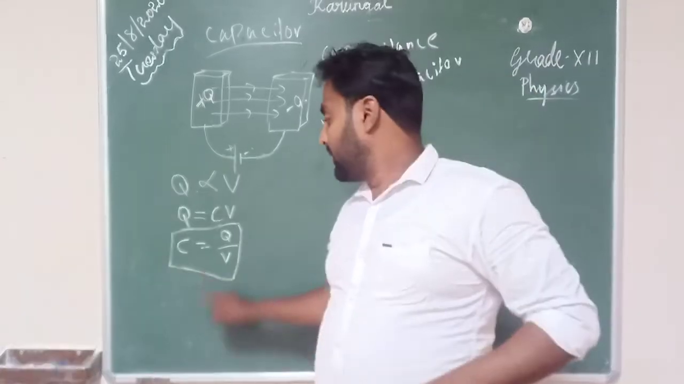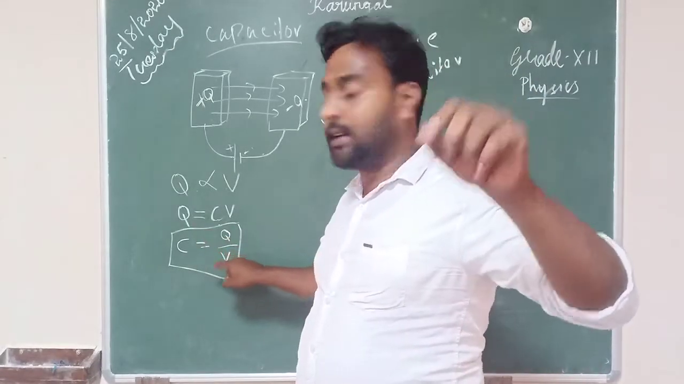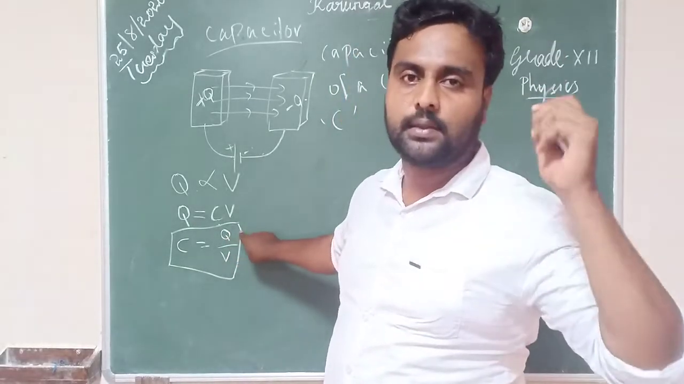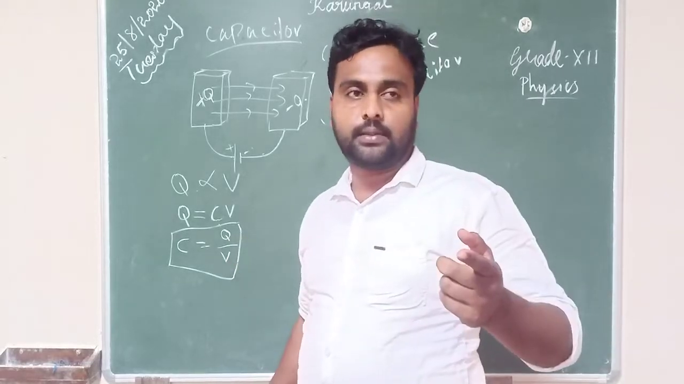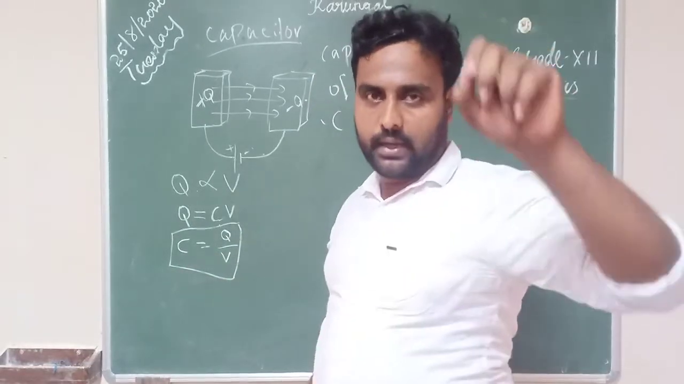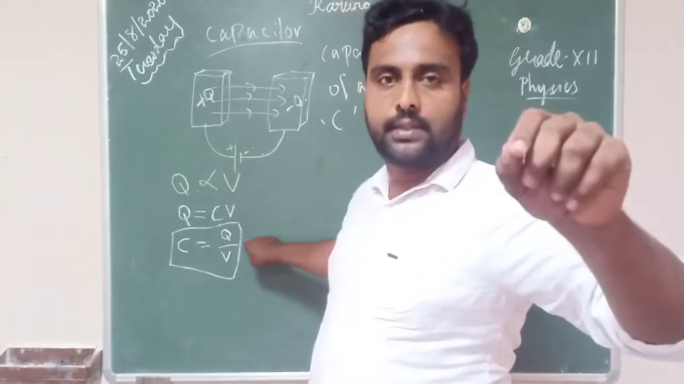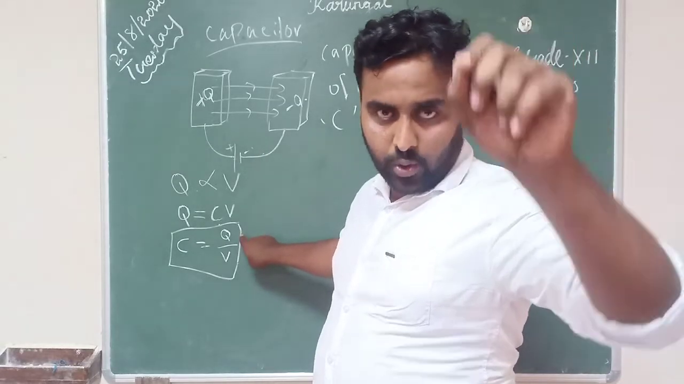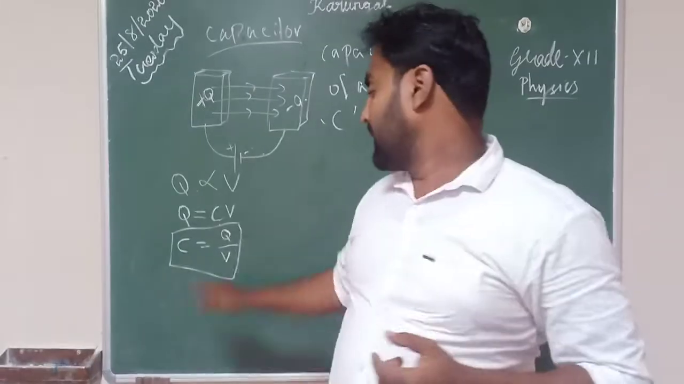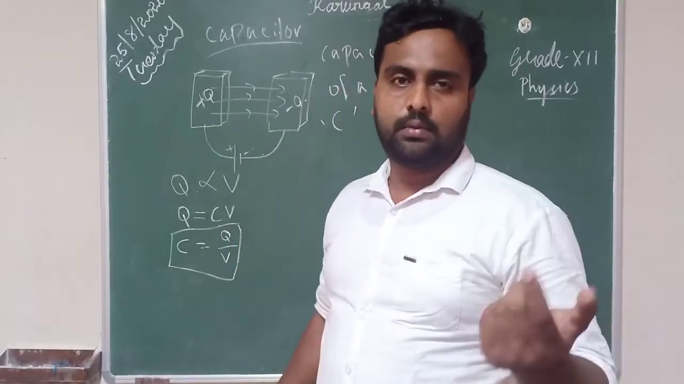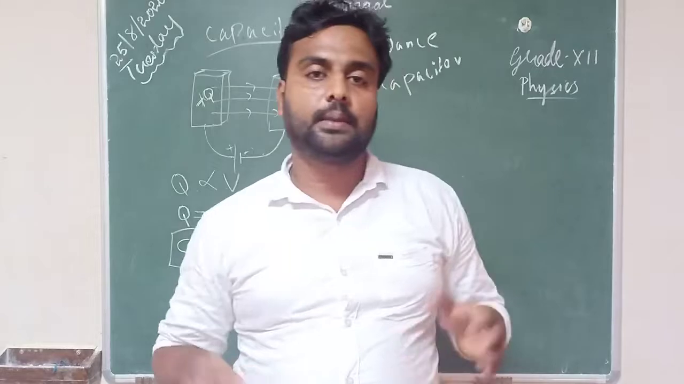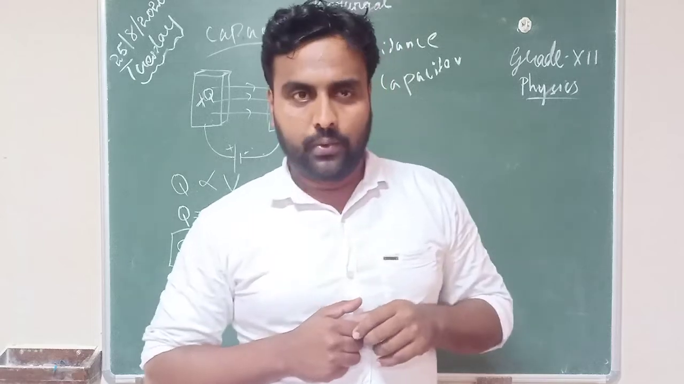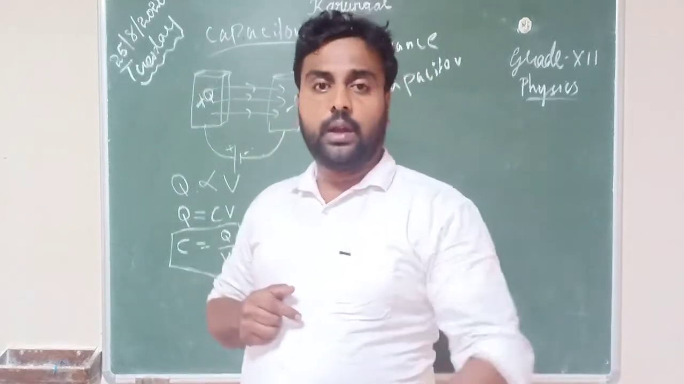So you can tell that the capacitance C is the Q by V ratio. Q means charge, V means potential difference. So capacitance you can define like this: it is the ratio of the magnitude of the charge to the potential difference, or the magnitude of charge and potential difference between the parallel plate capacitor. There is a definition you can see on page number 54. Mark it. Now define its unit.